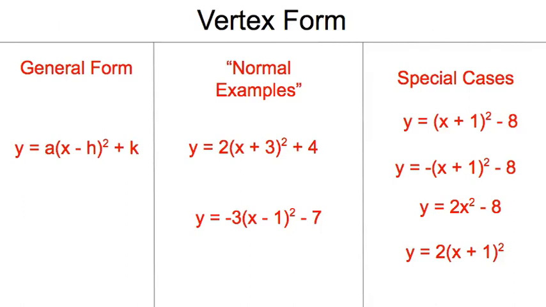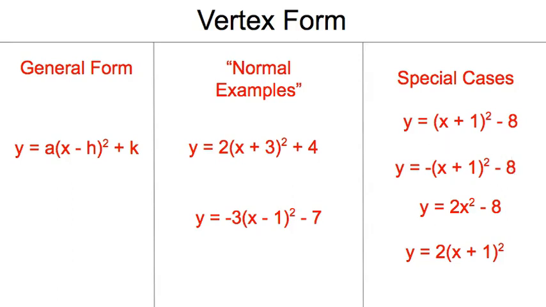That's y equals a times quantity x minus h squared plus k. Not a terrible idea to go ahead and learn how to say that as well. And here you can see some normal examples where a, h, and k are just whatever numbers we allow them to be. They can, in fact, be any number.